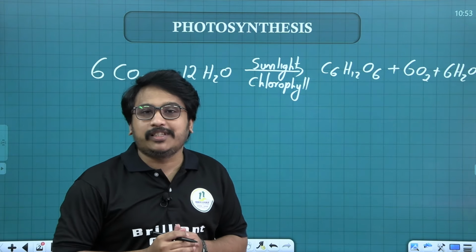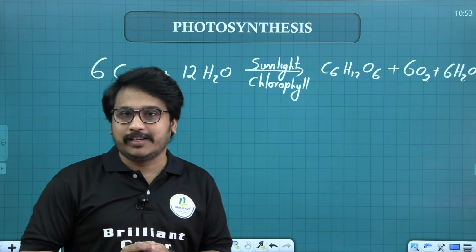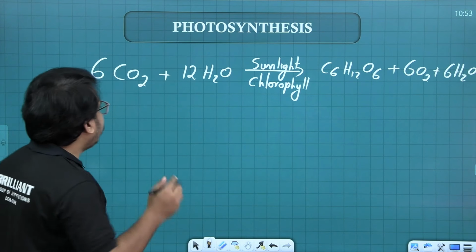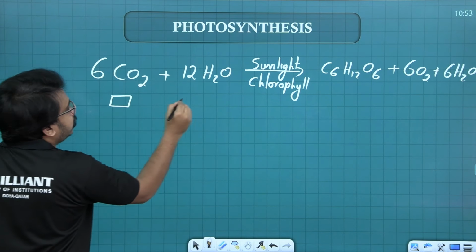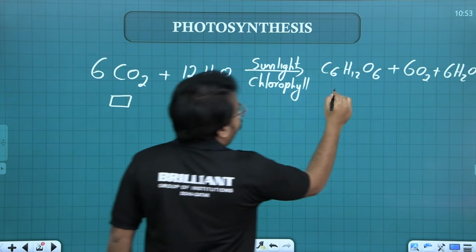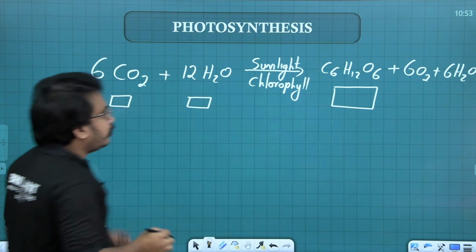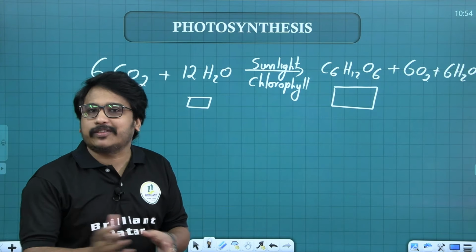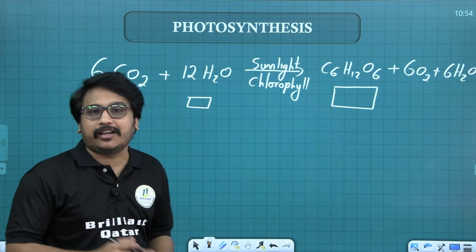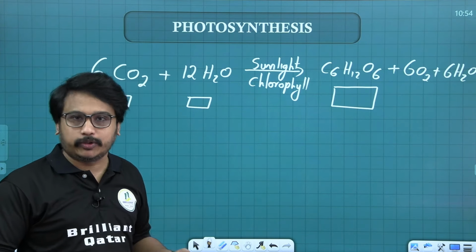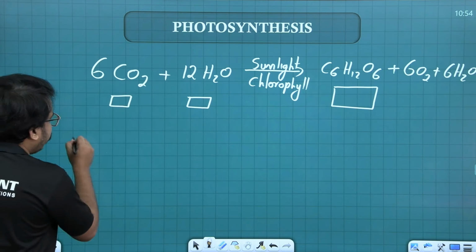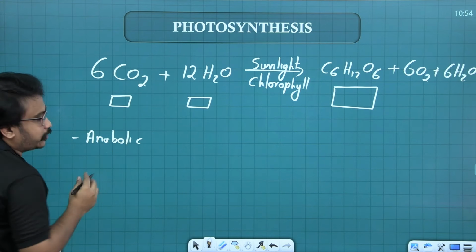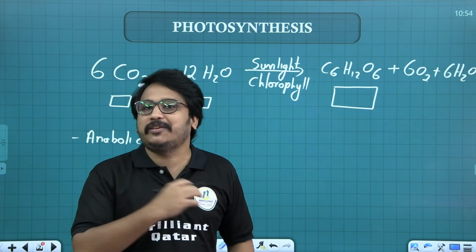Then understand photosynthesis is an anabolic process. So what is anabolic? Anabolic means constructive process, where small substances are combining to form a complex molecule. So here the smaller particles taking part in photosynthesis are carbon dioxide and water. And the complex particle that is formed is carbohydrate, the hexose sugar, glucose. So the first point you should remember, photosynthesis is an anabolic process. Anabolic means it's a constructive process.